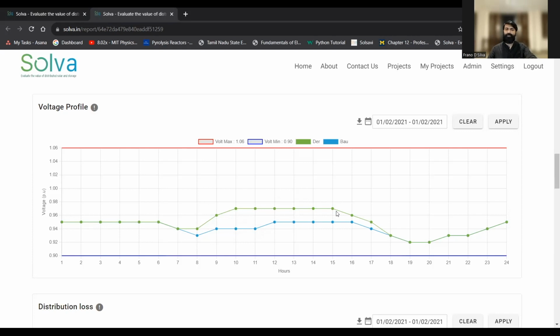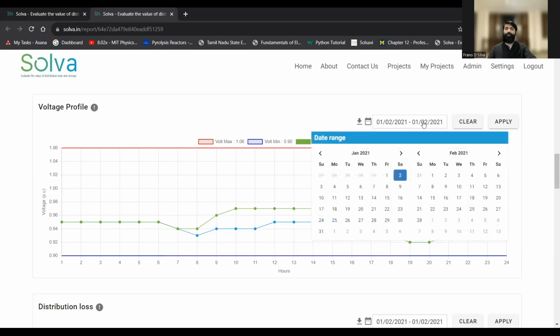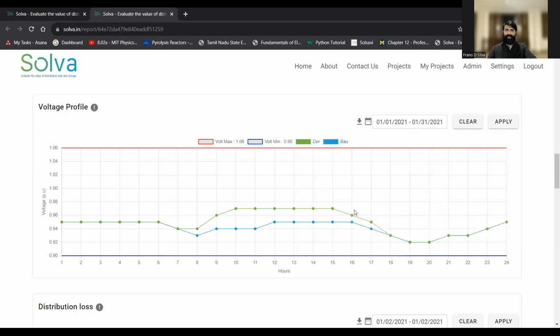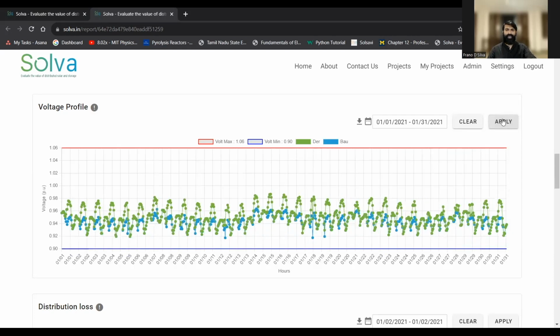This allows us to find a stable voltage and reduces the instances of voltage violation during the analysis period. To find out how the voltage can vary over a period of time, we can further select a range of dates and click apply to see how it varies for that period. As you can see in this case, we do not find any violation, neither on the lower side nor on the upper limit for the voltage profile.